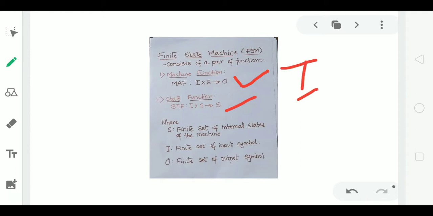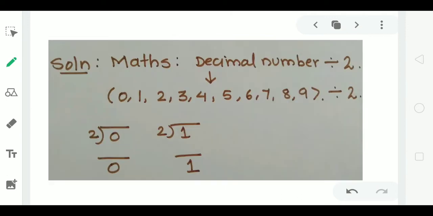So in that machine function, what is I? I is the input symbol. What is S? S is the finite set of states. And what is O? O is the output symbol. Now, first of all, we should know what is I in our question. So I in our question is given as a decimal number. So the I will be a decimal number from 0 to 9.